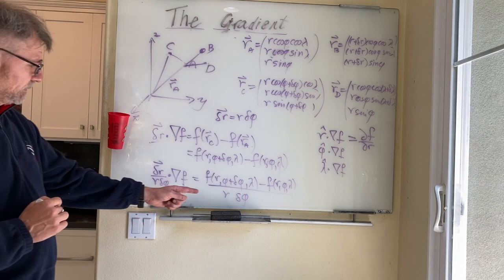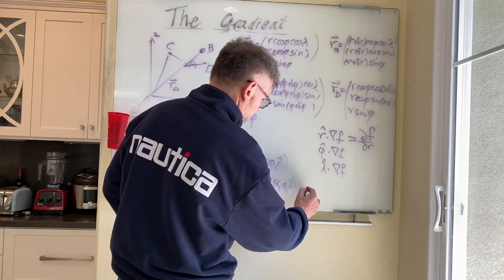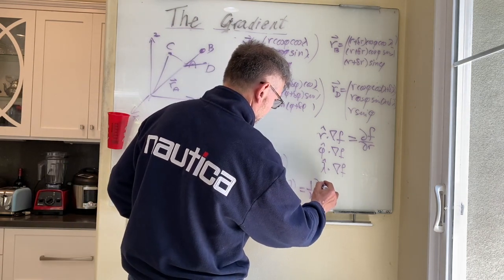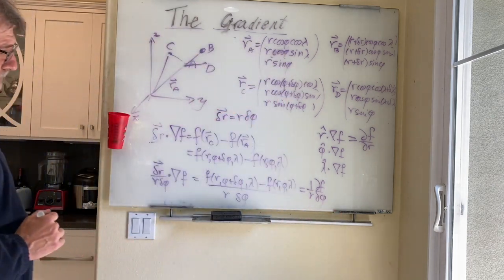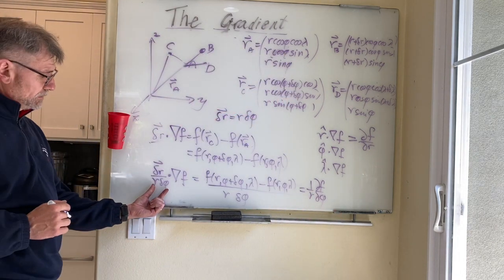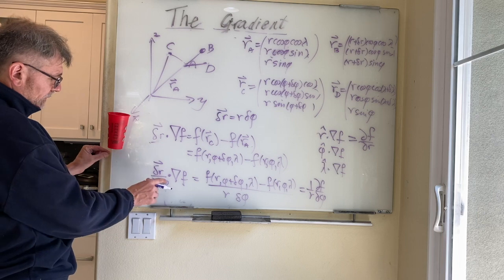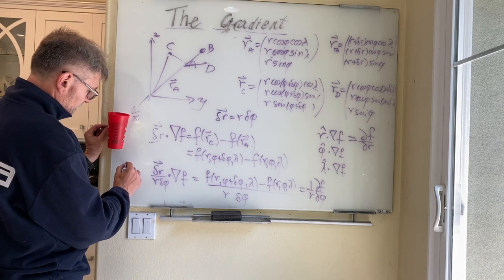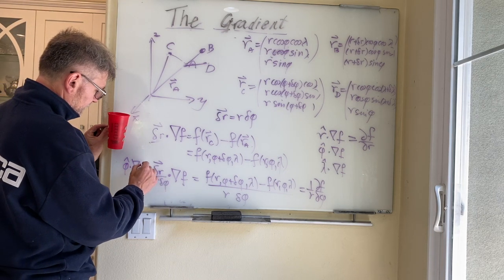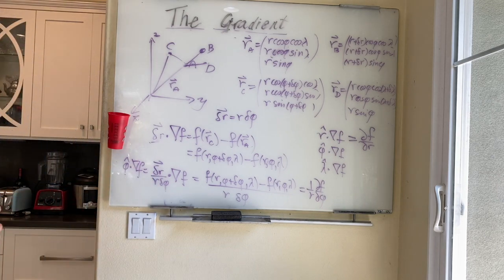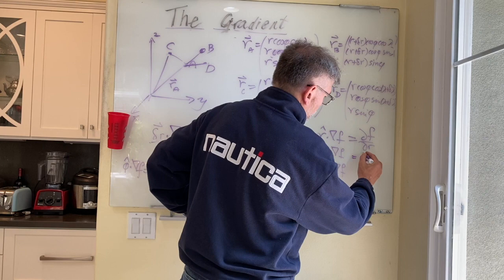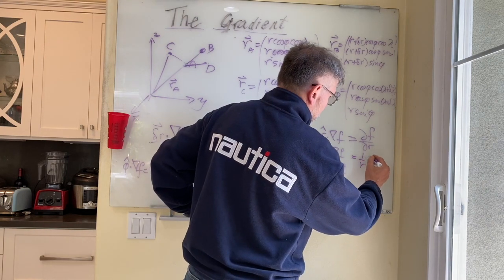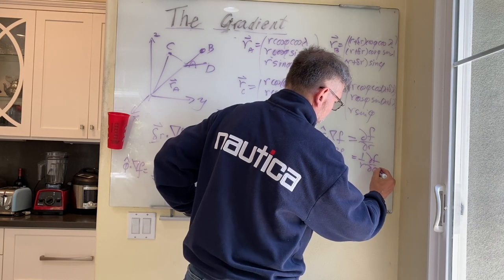And if I take the limit of delta phi going to 0, this will just be 1 over r df d phi. And on the left-hand side, this is just the unit vector in the phi hat direction. So this is just phi hat dotted with grad f. And so now I just found the phi component of the gradient. It's just 1 over r df d phi.